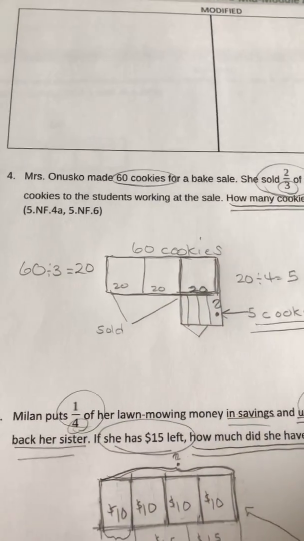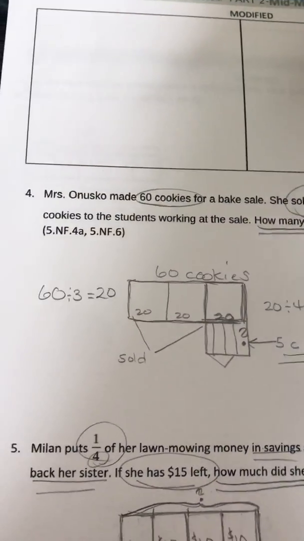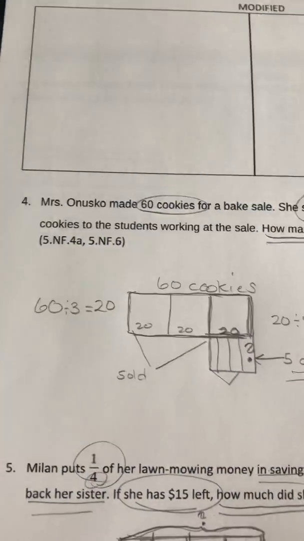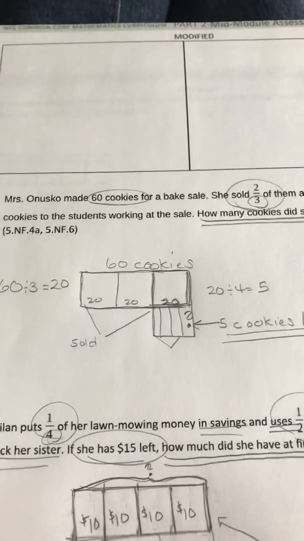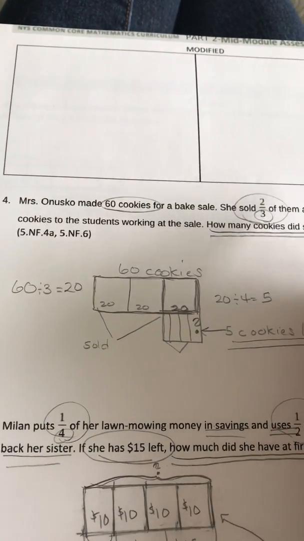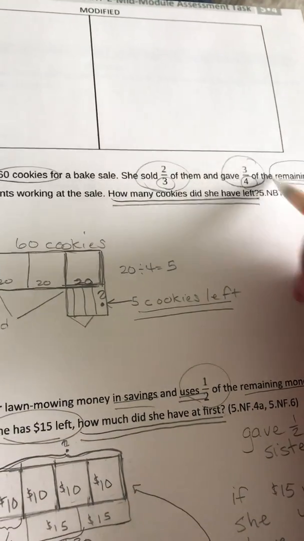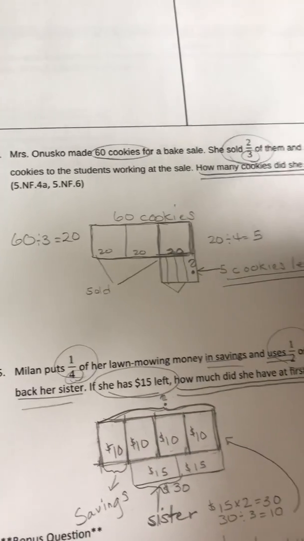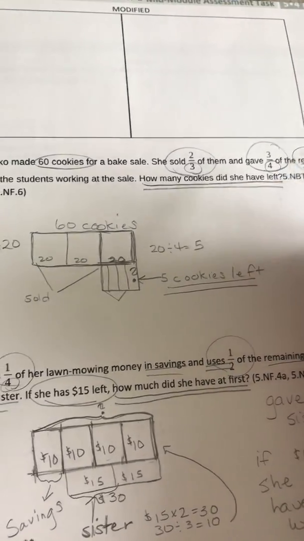Mrs. O made 60 cookies for a bake sale. And I think I remember telling you guys this in class that you're going to see this one again. And hello, here it is. So here we go. Mrs. O made 60 cookies for a bake sale. She sold 2/3 of them and gave 3/4 of the remaining cookies to the students working at the sale. How many cookies did she have left?